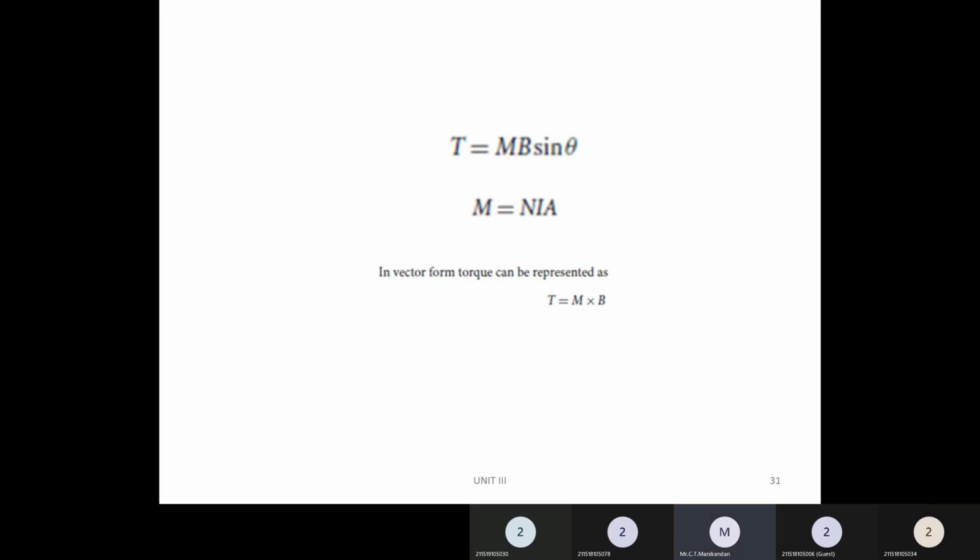So T equal to MB sin theta, M equal to NIA. If you want to represent them in vector form, we can say T equal to M cross B. T equal to MB sin theta, and in vector form, torque equal to M cross B.